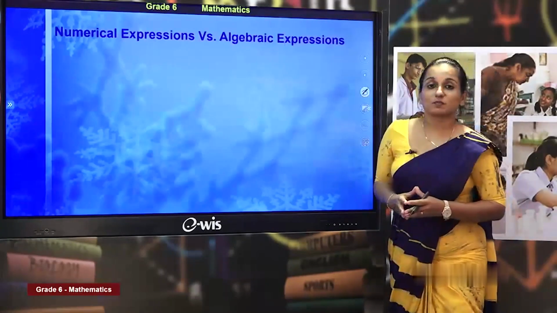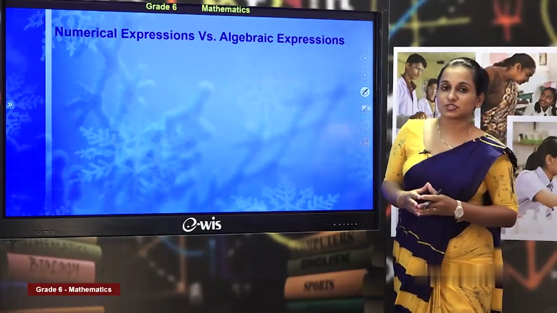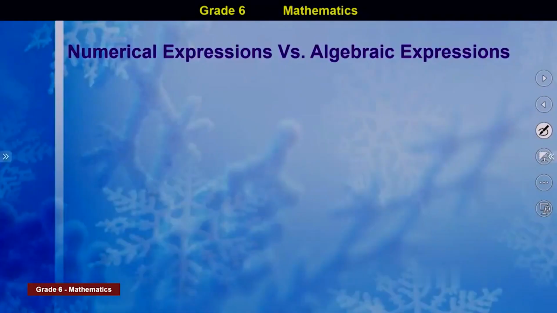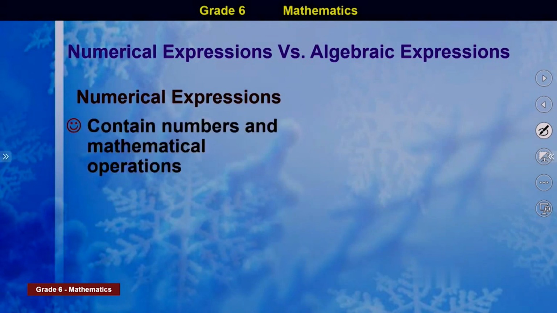Okay, what have we done up to now? We talked about numerical expressions and also algebraic expressions. In numerical expressions, we discussed that they contain numbers and mathematical operations. Here are some examples that we built. They have numbers and mathematical operations.